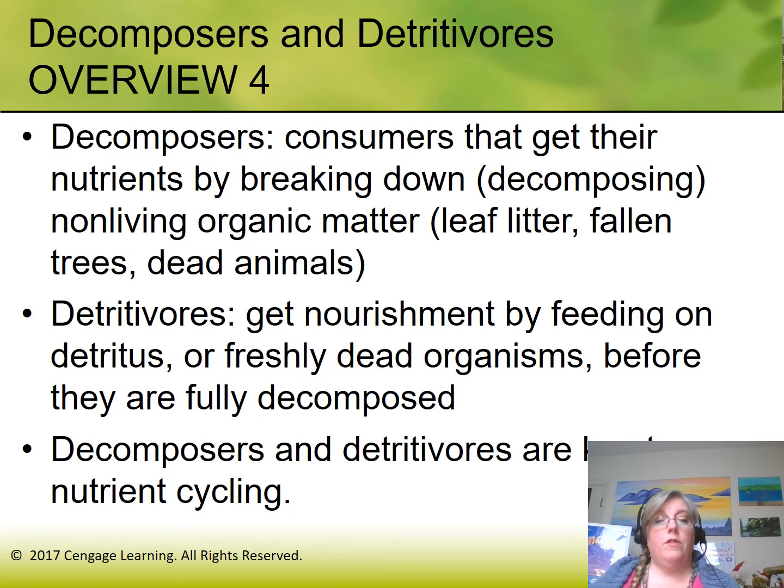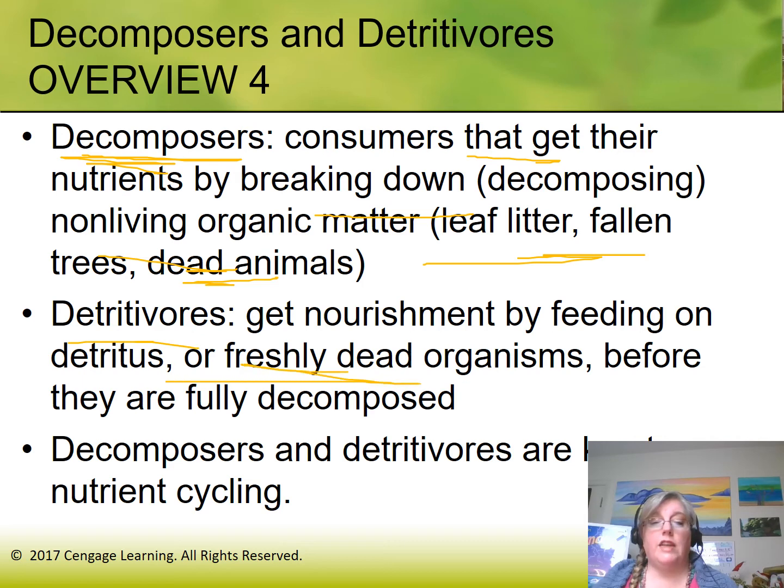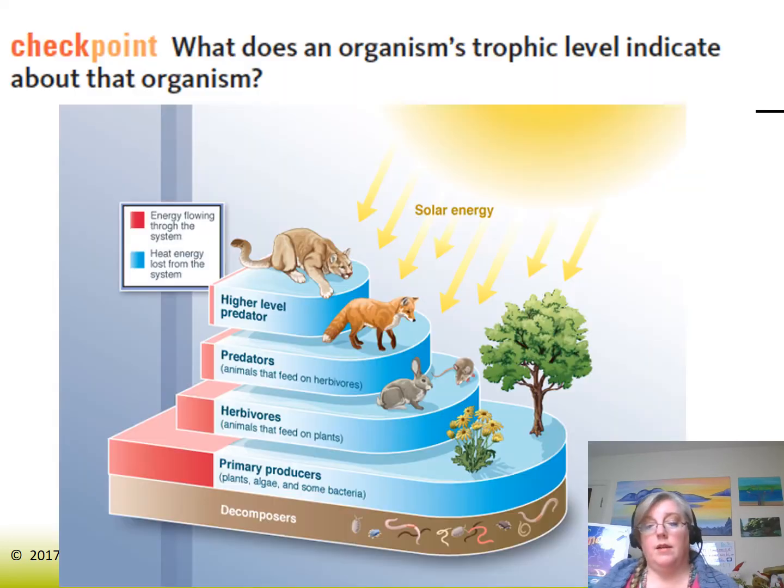So here's our overview for this section. The decomposers get their nutrients by breaking down or decomposing the non-living matter, like leaf litter, fallen trees, and dead animals. The detritivores get their nourishment by feeding on the freshly dead organisms. I keep thinking zombie, it's so crazy. The detritivores get their nourishment by feeding on the freshly dead before they're fully decomposed. And both of them work together for the nutrient cycling.